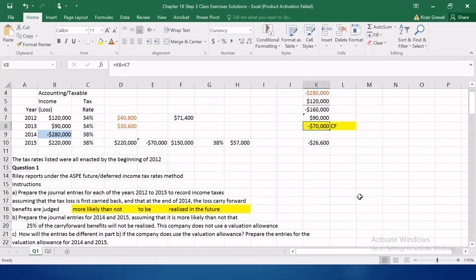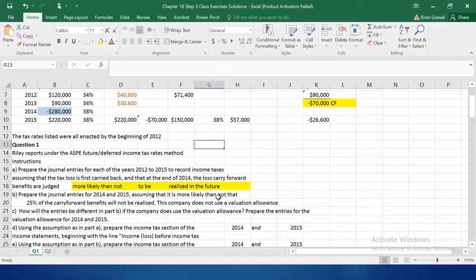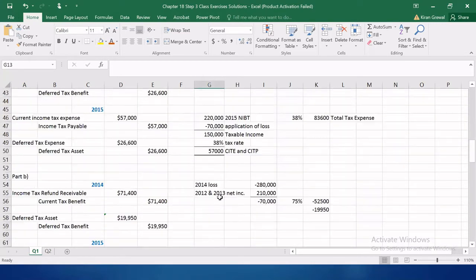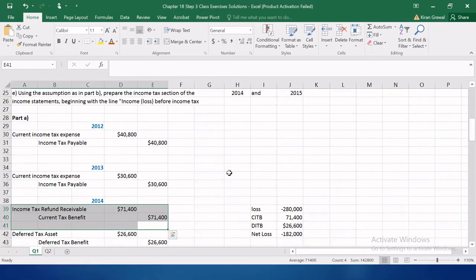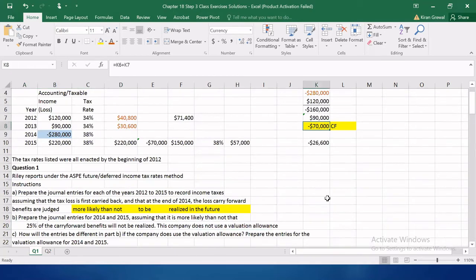Okay? So we can only record the journal entry for the deferred tax asset of 70,000 partially. So all the other journal entries from 2012, 2013, the first journal entry for 2014, those are all the same. So we can do the carry back entry, no problem. But for the carry forward entry, we have $70,000 of a loss left over. They're saying that 25% will not be realized. So they think they can only realize 75% of this loss.